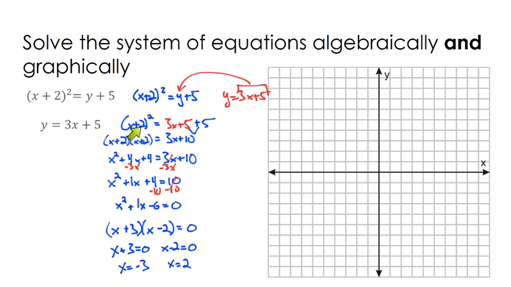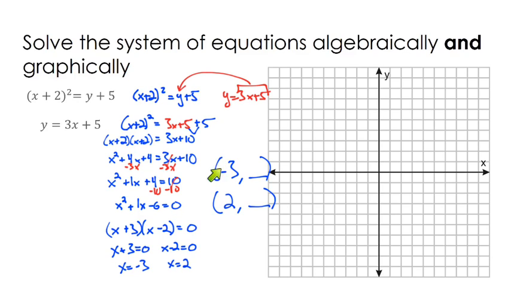So that's a lot of algebra right there, but what that tells us is that our solutions are going to take the form of negative 3 comma blank and 2 comma blank. And so to find the y coordinate that goes with these x's, keep in mind these are both x values, right? It's not that one is an x and one is a y. They're both x values. It's looking like we're probably going to have two solutions to our system here.